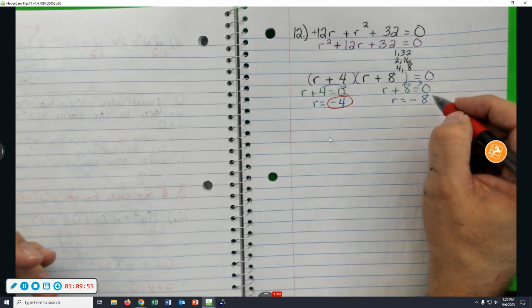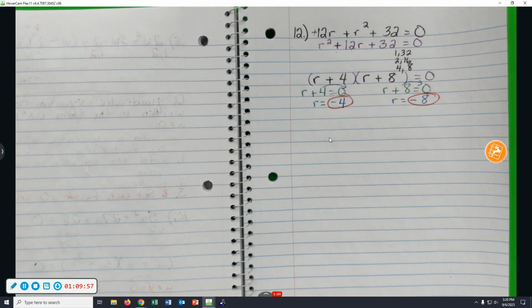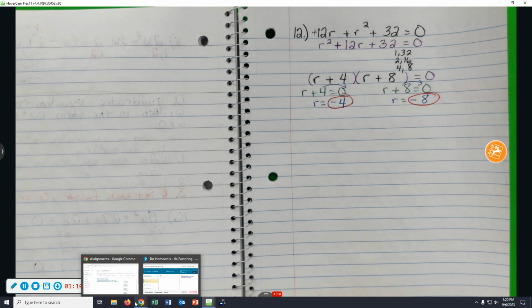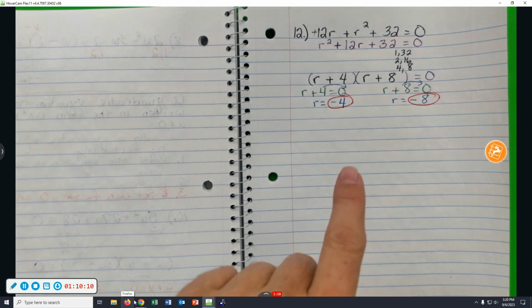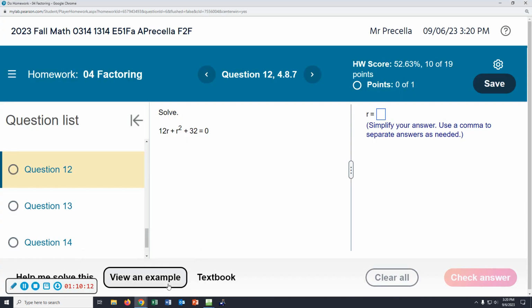My goal is to try to show my thought process. So -4 and -8. Do y'all see the difference in the answers if it says factor versus solve? If it says solve, your answers are going to be numbers. They might be fractions. If it says solve, notice it's giving the little variable equals. They're telling you you need the variable by itself.